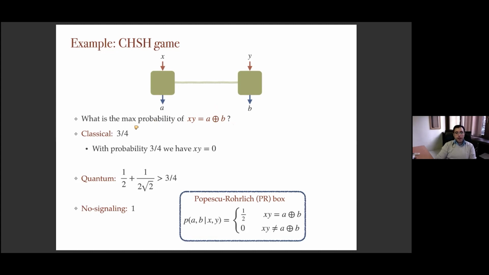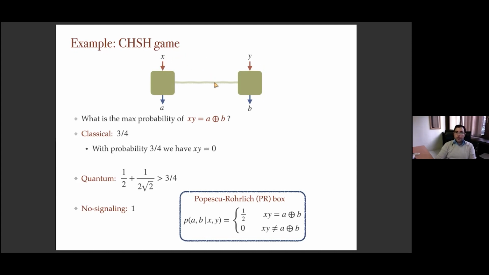In the classical case, this maximum probability is 3/4. Why is it the case? Because if you consider the 4 cases that X and Y can take, like 0,0, 0,1, 1,0, and 1,1, these are all the cases that the pair X and Y can take.